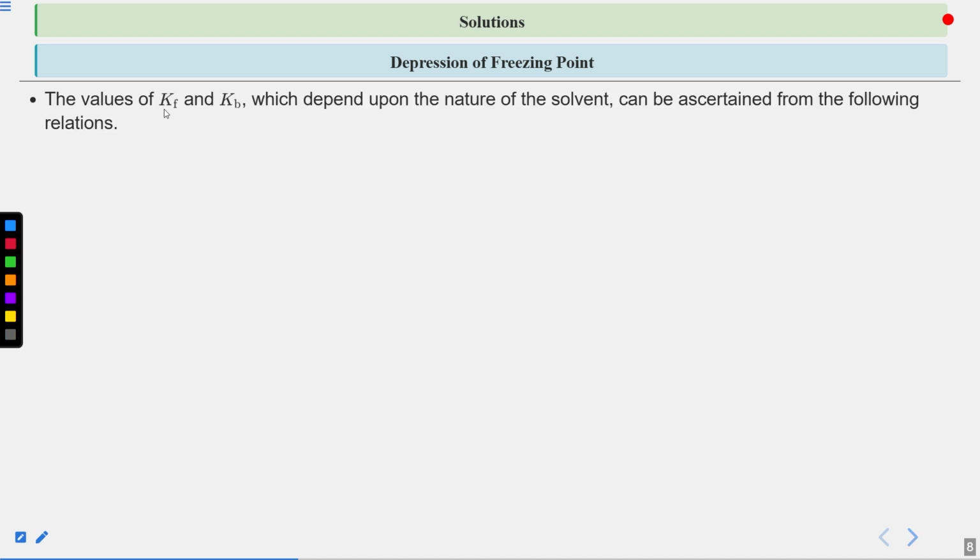Now again, one point is very clear from here: Kf and Kb are only dependent upon the nature of the solvent and they cannot be estimated for the solute. So you keep on changing the solute. If the solvent is, suppose, water, and you are keeping the solvent water constant, then your Kb or Kf value will not change. Okay, so this is very, very important.